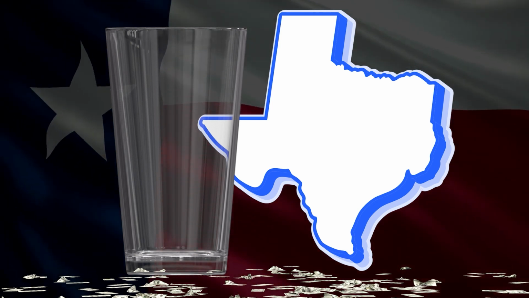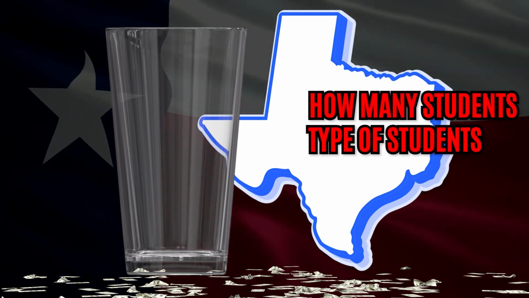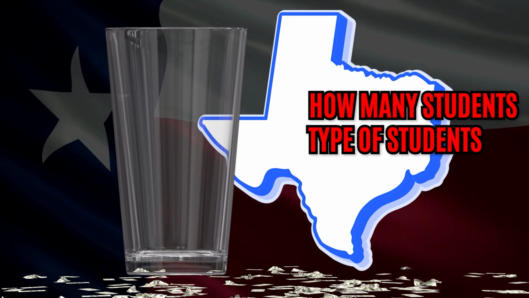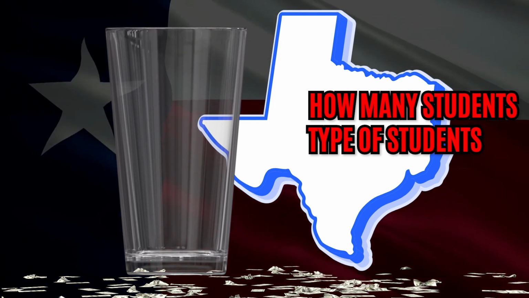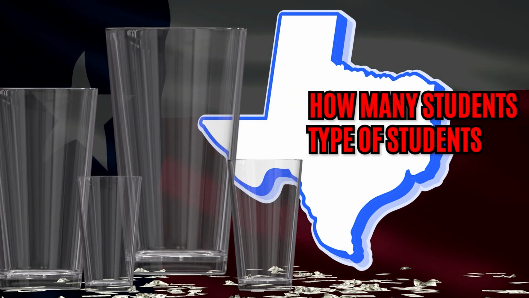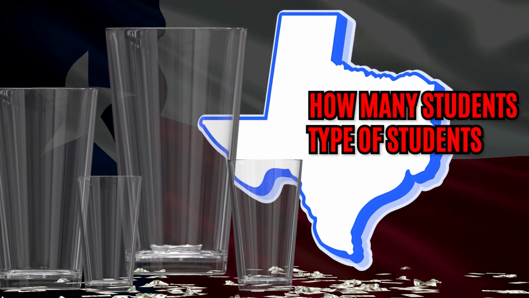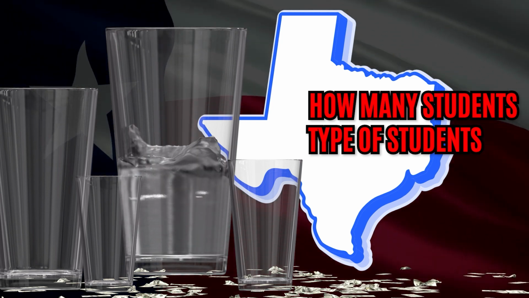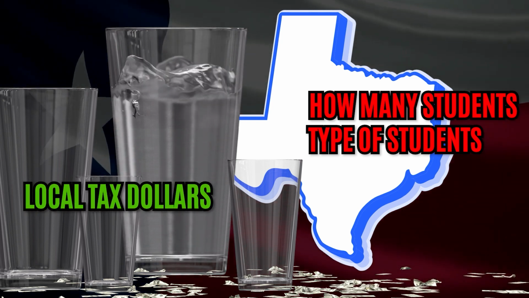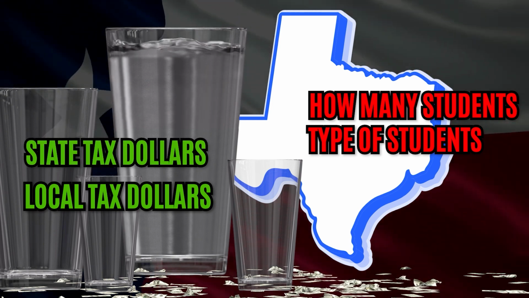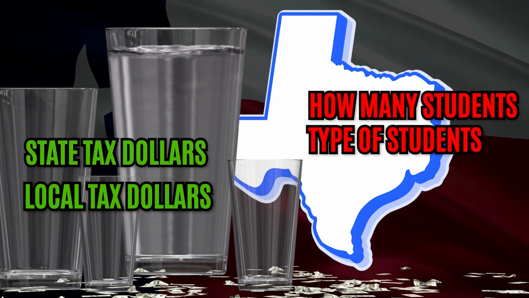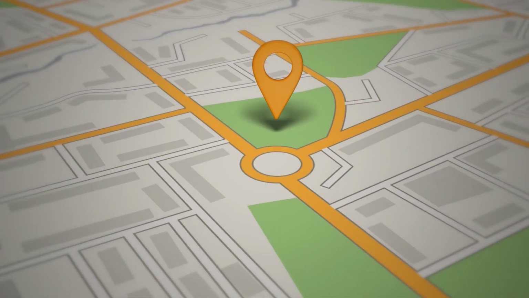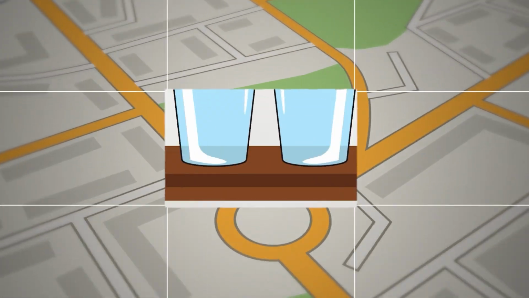The state takes the number and type of students a district serves and effectively gives them a glass. Every district has a different sized glass. A school district's glass is filled with a combination of local property tax dollars and state dollars. To fill the district's glass, the state first looks at the property values within the school district's boundaries.